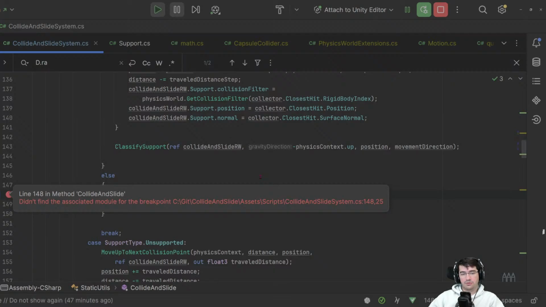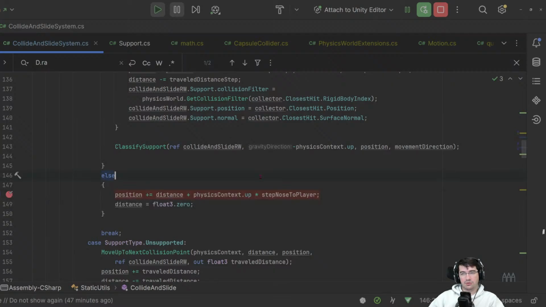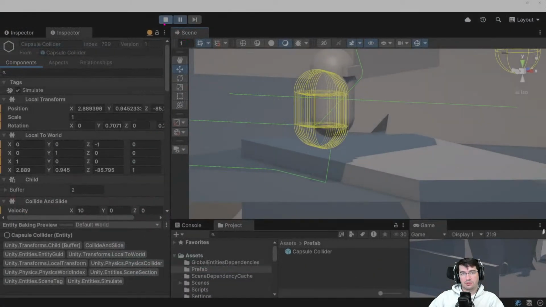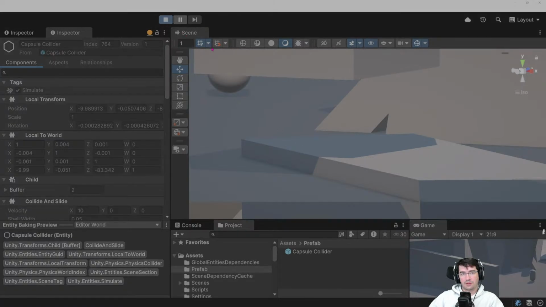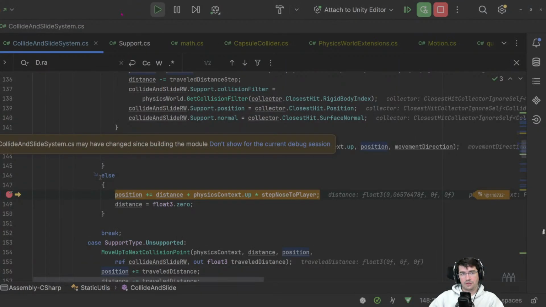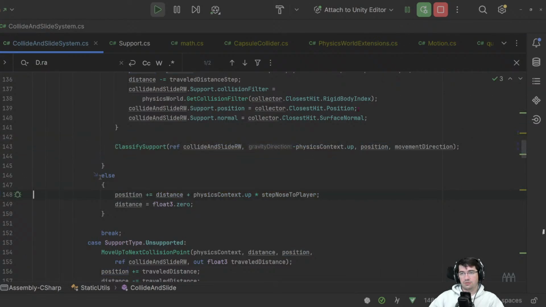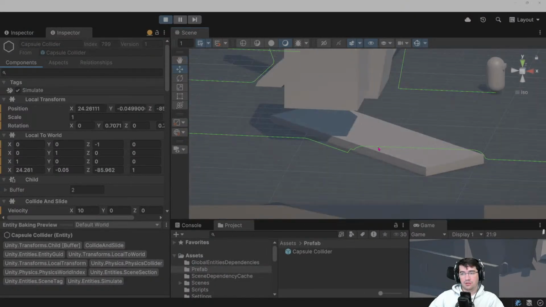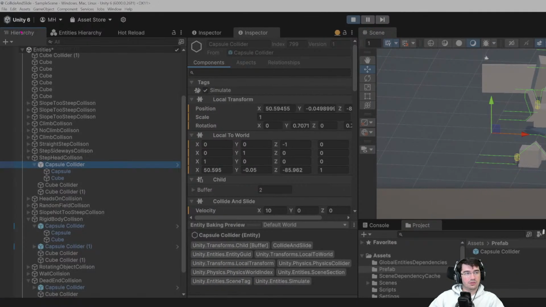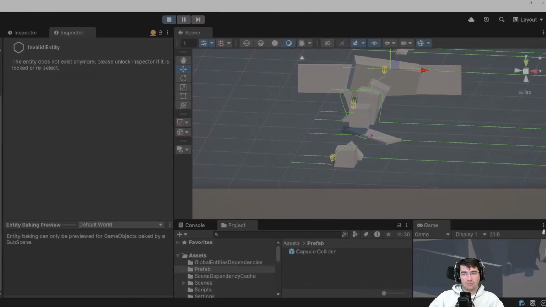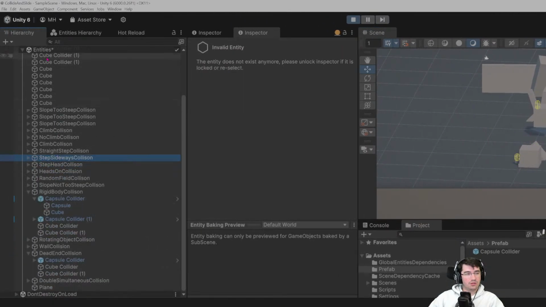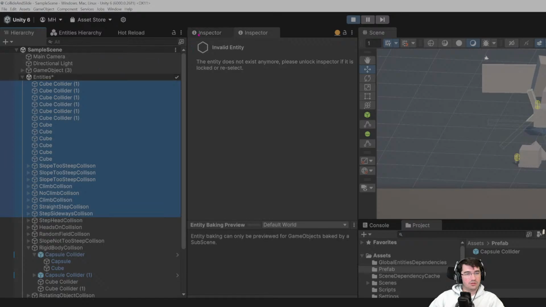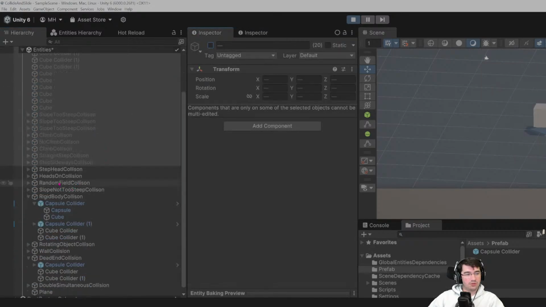Didn't find the associated module for the breakpoint. Correct on slide script. Okay, it's not okay. Actually, for that to work, I need to disable everything else. Otherwise, I don't know which one is triggering the step collision. So you should remain, and everyone else should be disabled.